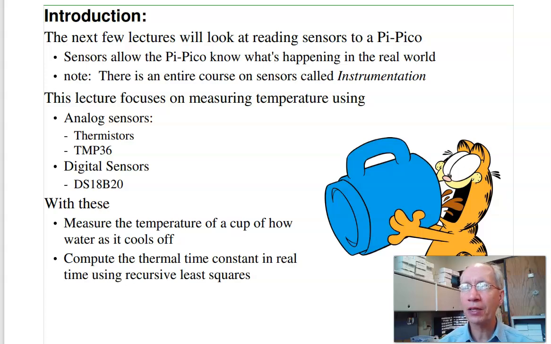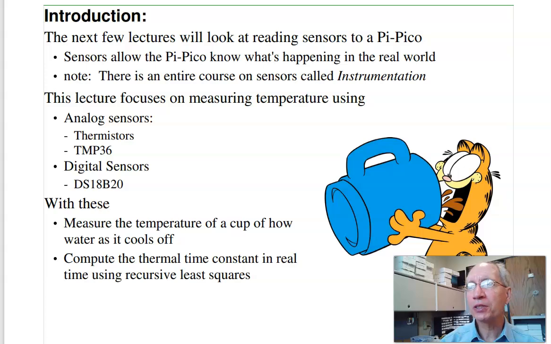Specifically, we'll look at two analog sensors, a thermistor and a TMP36, along with a digital sensor, a DS18B20. Now, for most sensors, you can get both analog and digital. Analog sensors were pretty much what existed prior to about 2000, 2010. They're nice. The output is analog. You can read that with a voltmeter, oscilloscope.